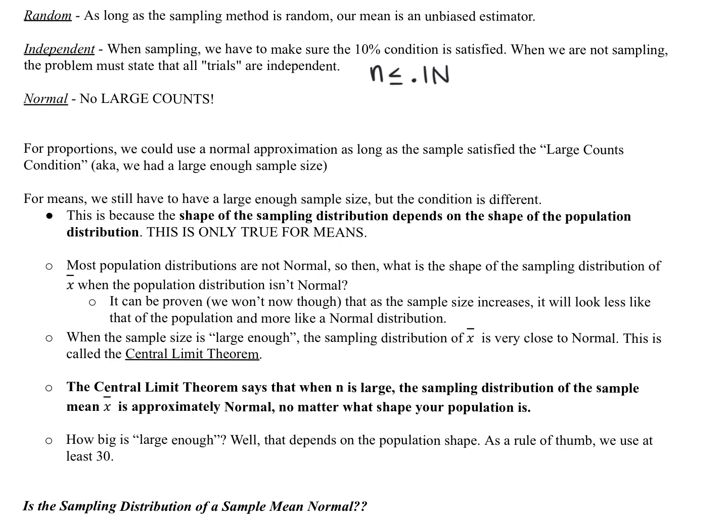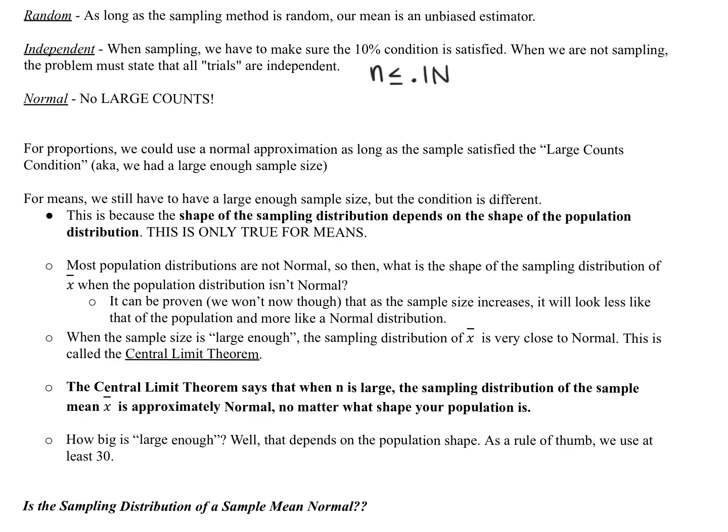So most population distributions are not normal. So we want to know what's the shape of the sampling distribution for your sample mean when the population distribution isn't normal. It can be proven, but we're not going to do it now, that as the sample size increases, it will look less like that of the population and more like a normal distribution. So when the sample size is large enough, the sampling distribution is very close to normal, and it's called the central limit theorem, which says that when n is large, the sampling distribution of the sample mean is approximately normal, no matter what shape your population is.